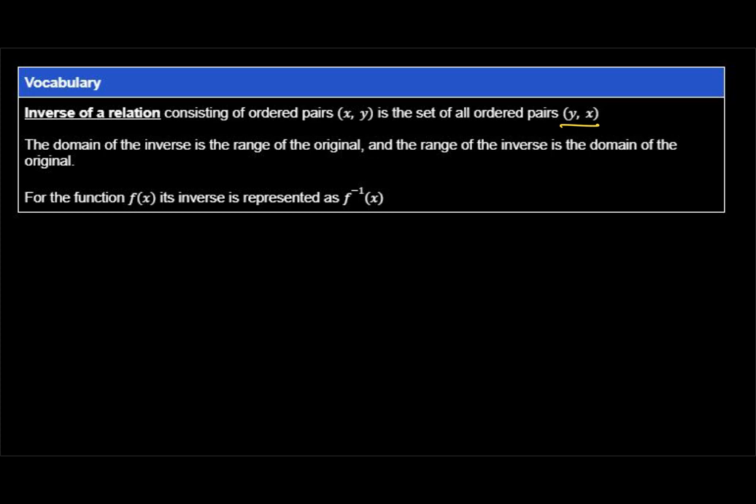Well, if we're switching x and y, then the domain of the inverse is the range of the original function, and the range of the inverse is the domain of the original function. Since x and domain are connected and y and range are connected, if you switch x and y, domain and range switch as well. And the last little note on the vocabulary here is f^-1 is a way of denoting that a function has an inverse, and we express it as f^-1.